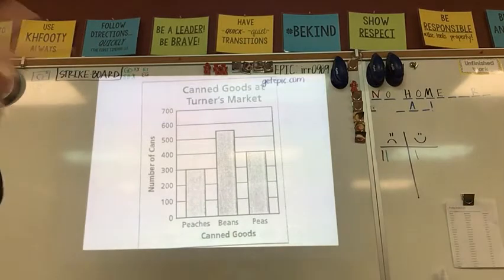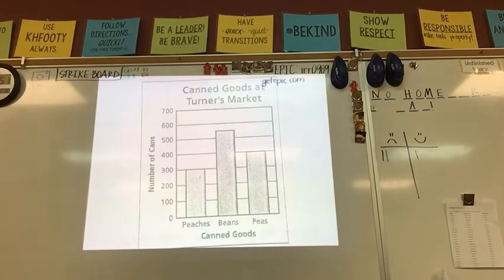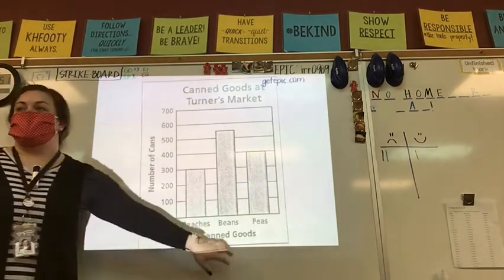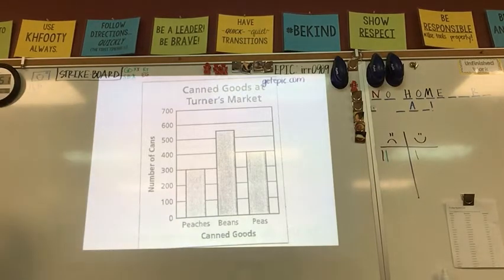Activity numero dos. We have a vertical bar graph this time. Can somebody summarize to me what this graph is about? And you would probably use your title and your headings to figure out what we're learning about in this graph. Those are kind of our key areas.